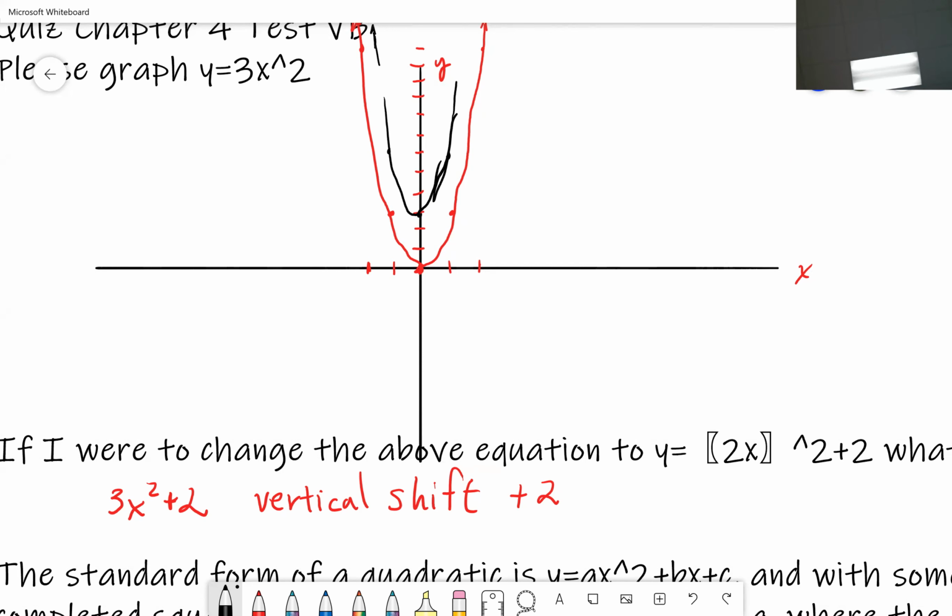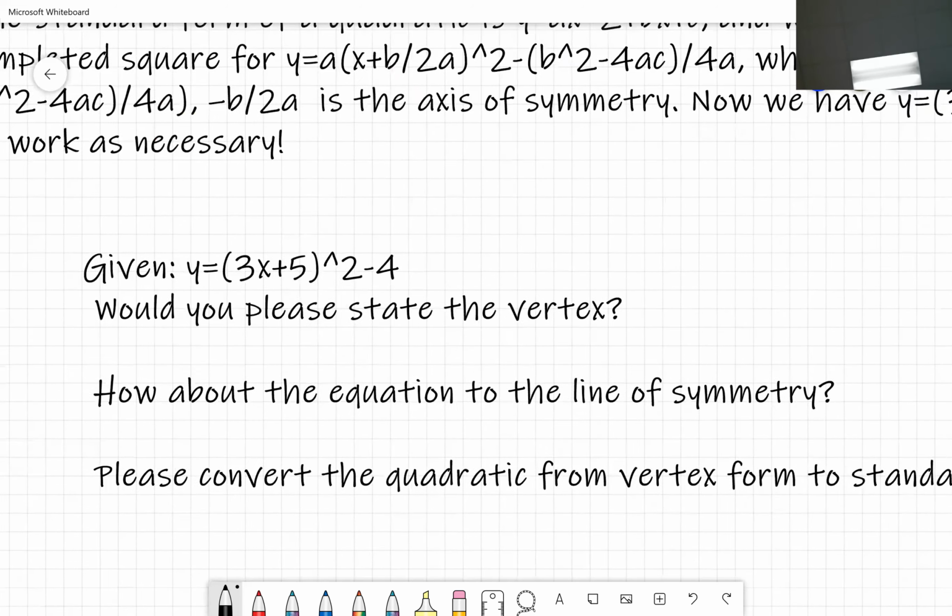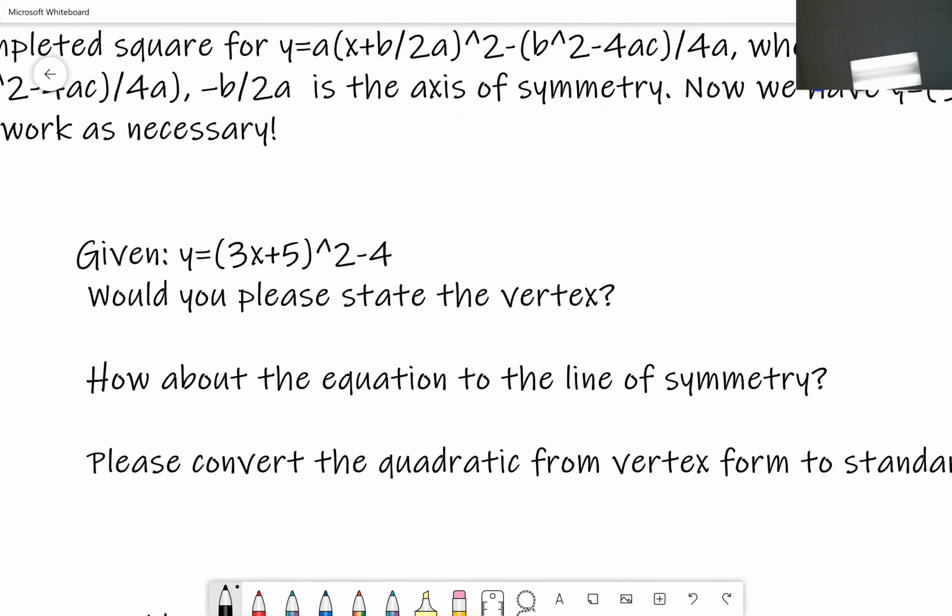Some of you wrote it different ways. You say my y-intercept will be this. You know, I accepted that. So I think that was pretty straightforward. Okay, so let's look at the part that says given. Does everybody understand that, by the way? Why that's the case?